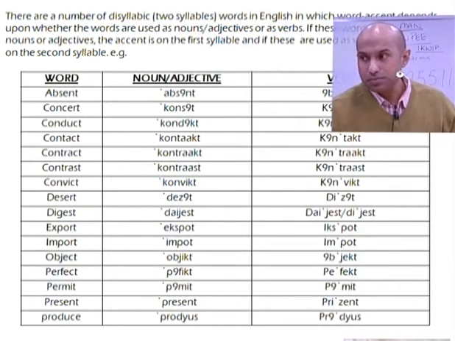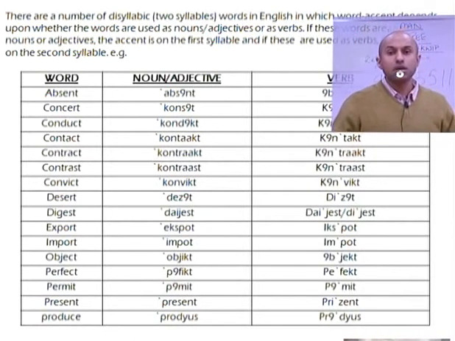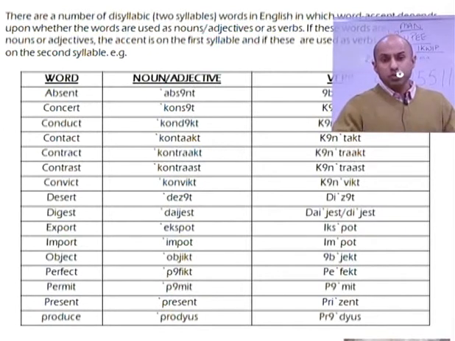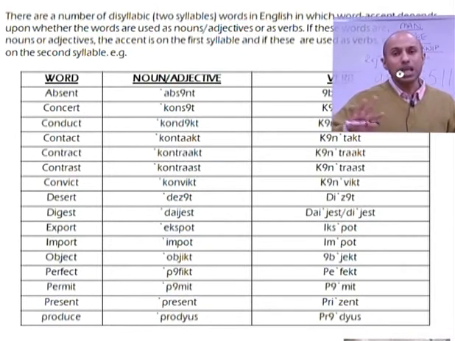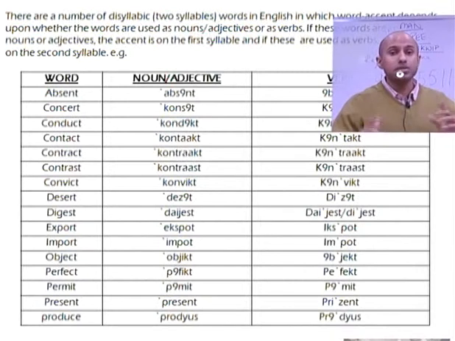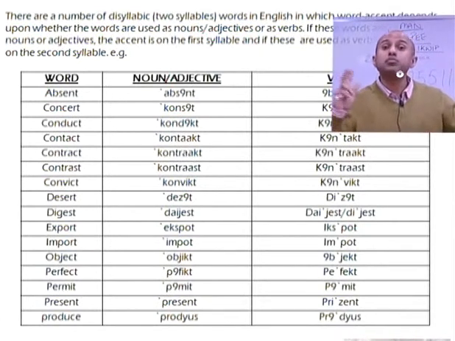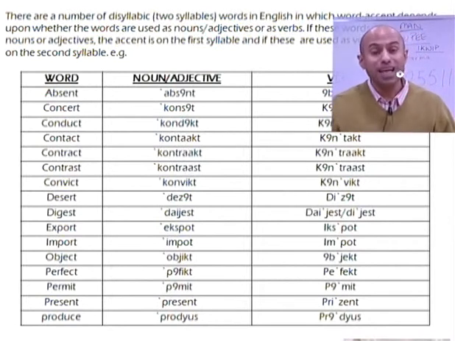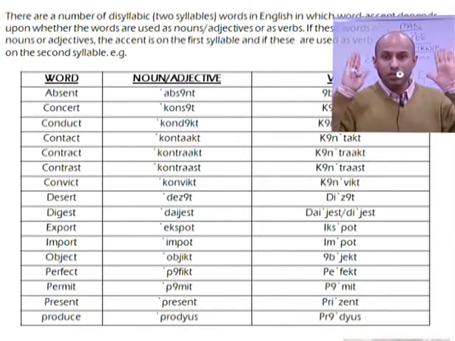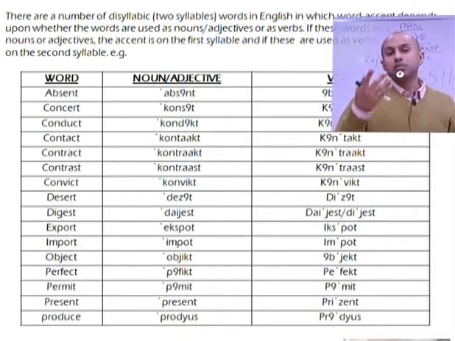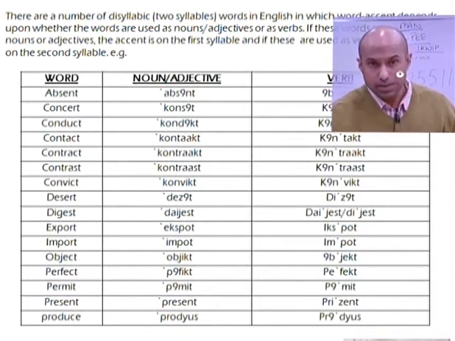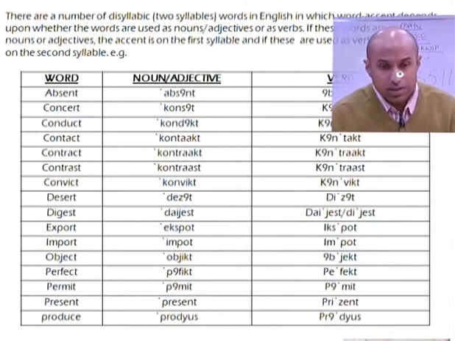Produce. The produce of the farm is wheat, whatever is being produced. And of course, to produce. He is producing a lot of apples in his orchard, and the produce of the orchard is apples. The produce means whatever the object is, apples or wheat. The produce and to produce. So these were the words that we had here.